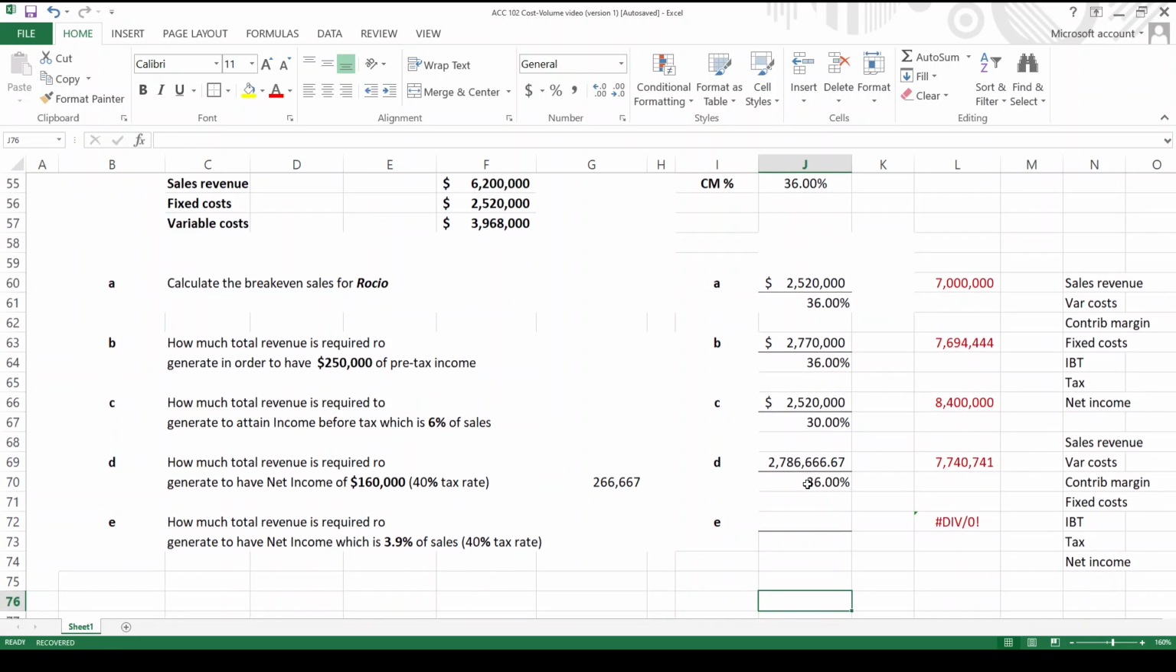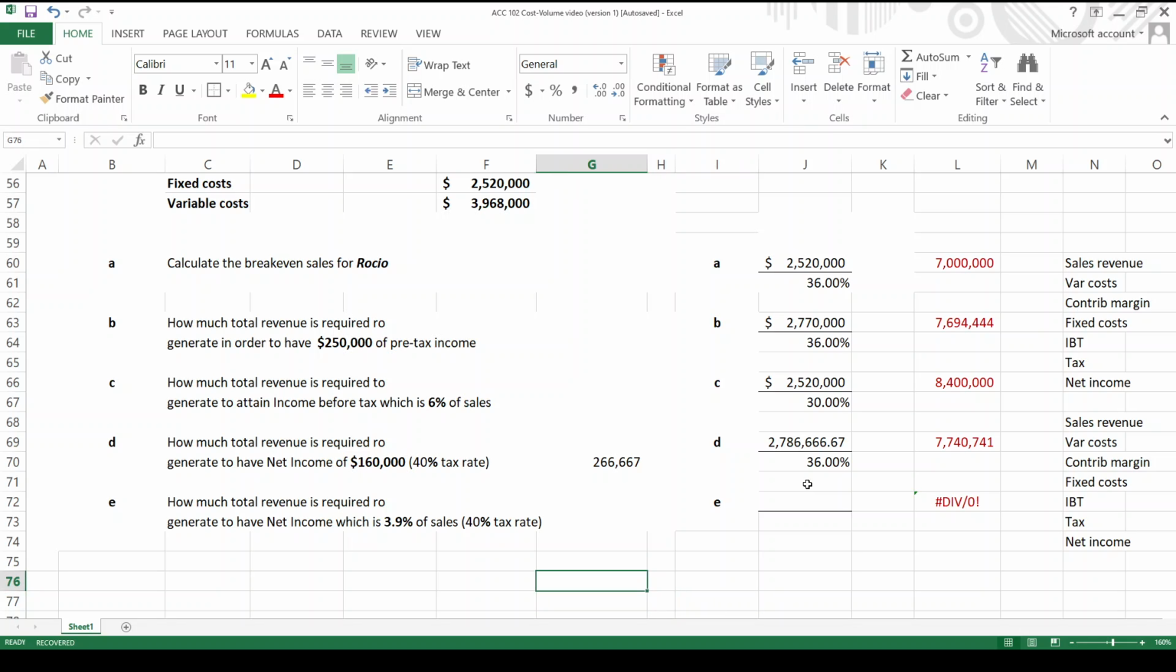Now what if you want 3.9% of net income as a percentage of sales? Well, again, we have to gross up. We have to take that 3.9 and get to the IBT percentage. How do you do that? Take 0.039 divided by 1 minus the tax rate again, which is 0.6. So we need 6.5% IBT in order to get to 3.9% of net income.